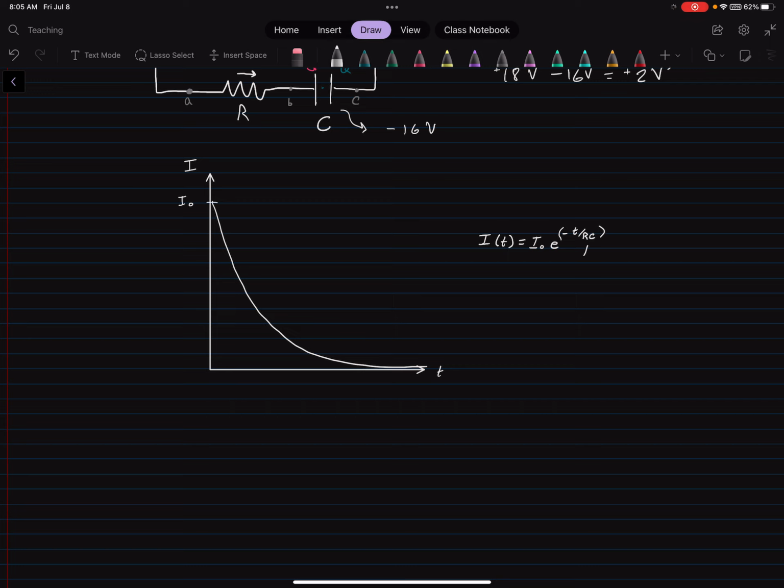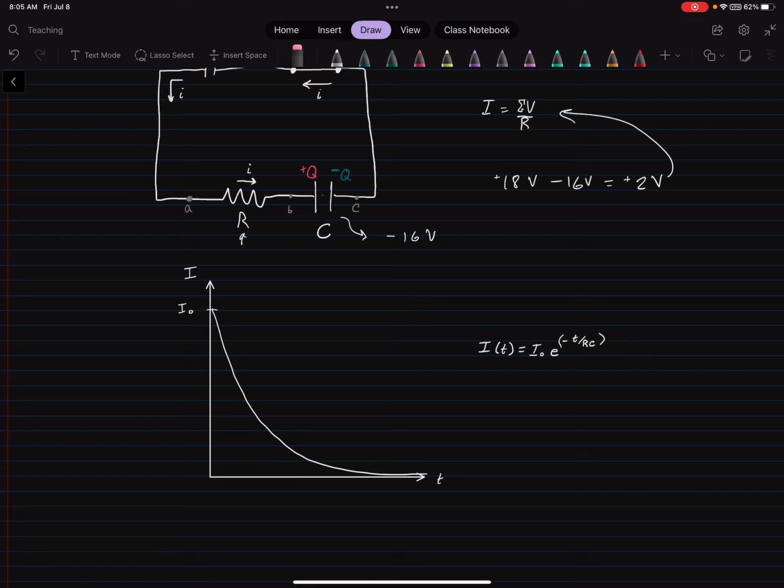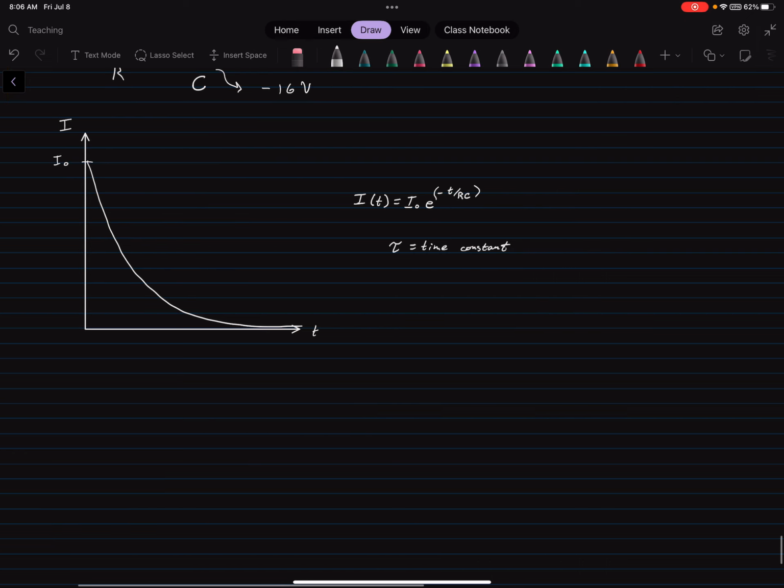And this quantity RC is the resistance times the capacitance. So it would be the resistance in ohms times the capacitance of the capacitor in farads. And that's often referred to as the time constant. Right? Time constant. And that is the Greek letter tau. And so that is RC. It's also called the relaxation time of the circuit.